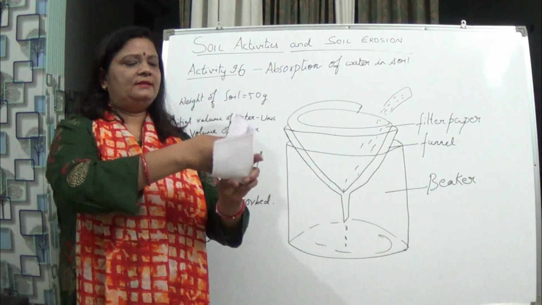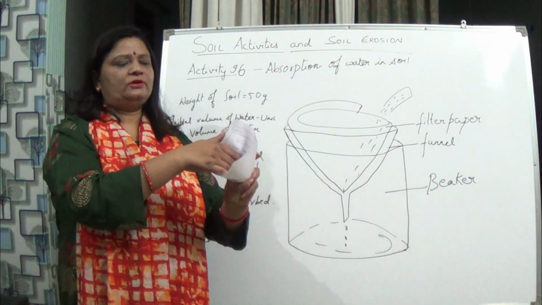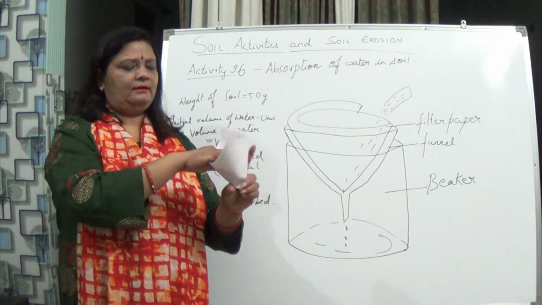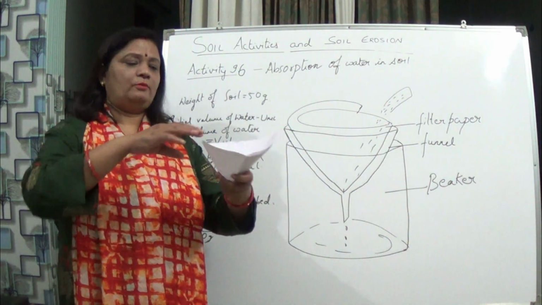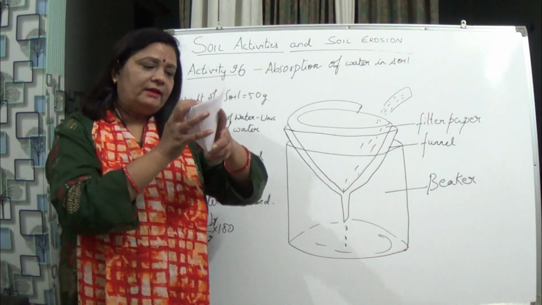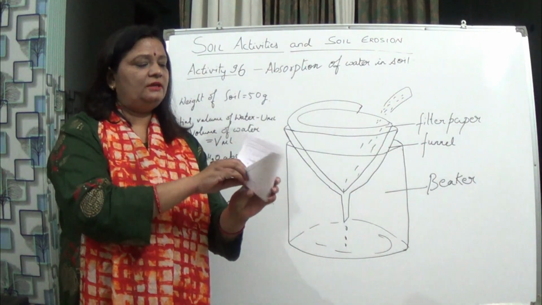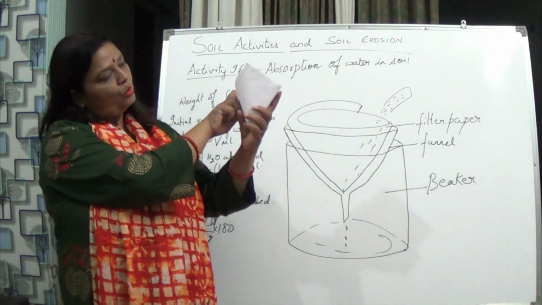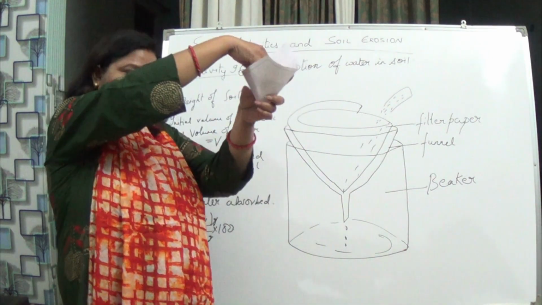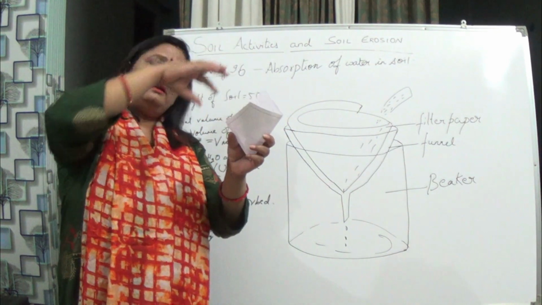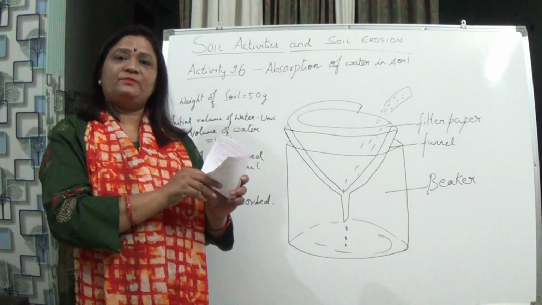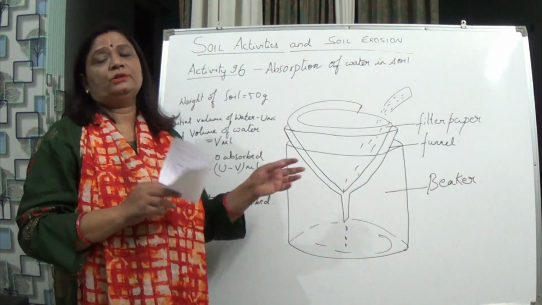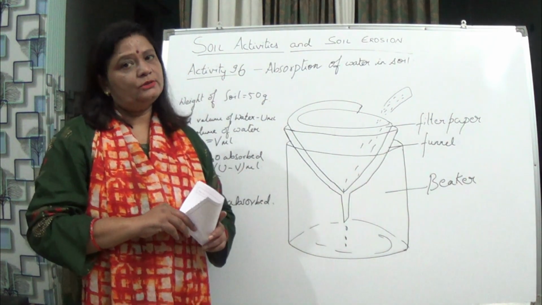Then just take one portion of it and make it in this form. Remove it and make it in this form, and now you can see you have got a cone, in which you can add your soil and then you can drop the water. So you can carry out this experiment at home also, taking different types of soil.